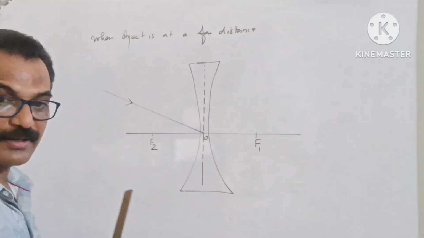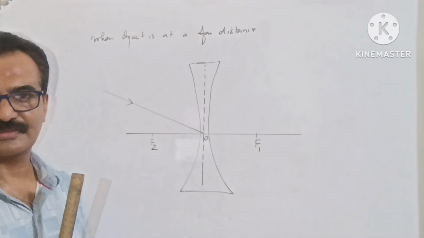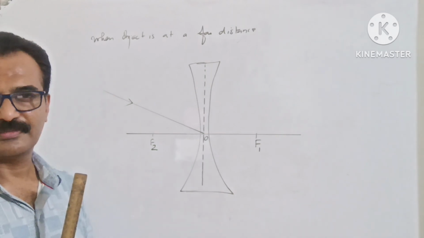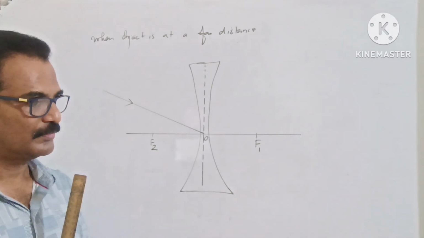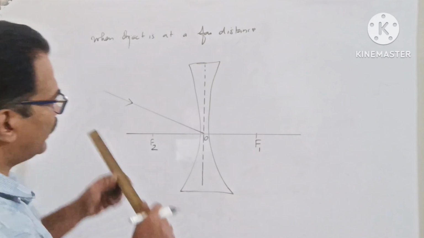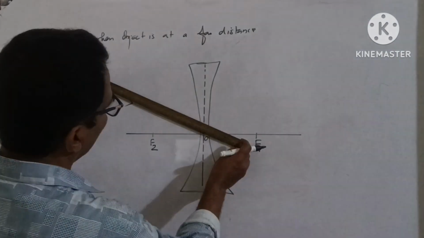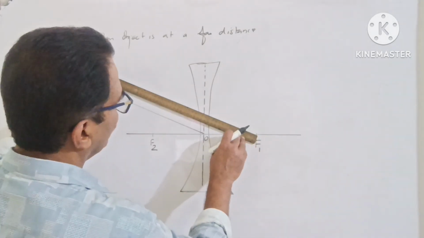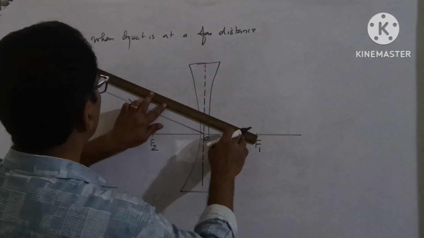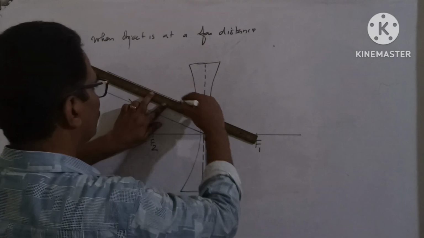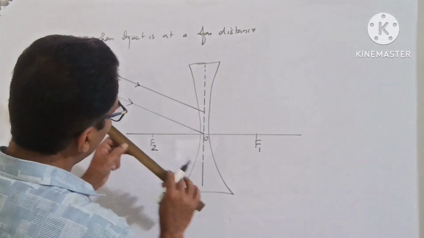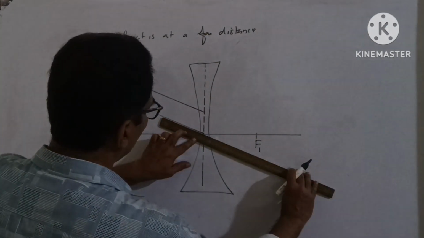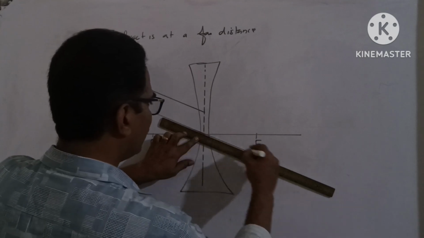Which is the second ray I can take in this case? A ray directed towards F1, parallel to this one. What will happen to the ray which is directed towards the optical center? As you know, that ray goes without deviation.